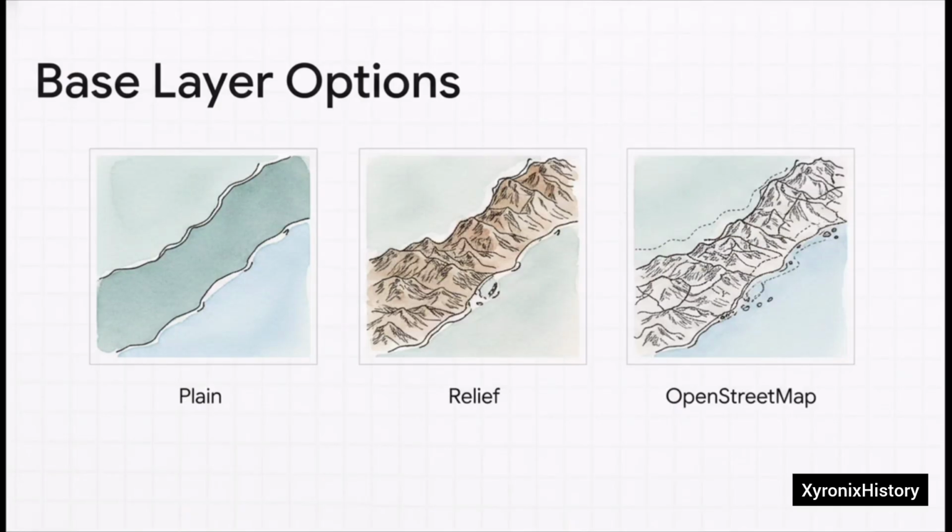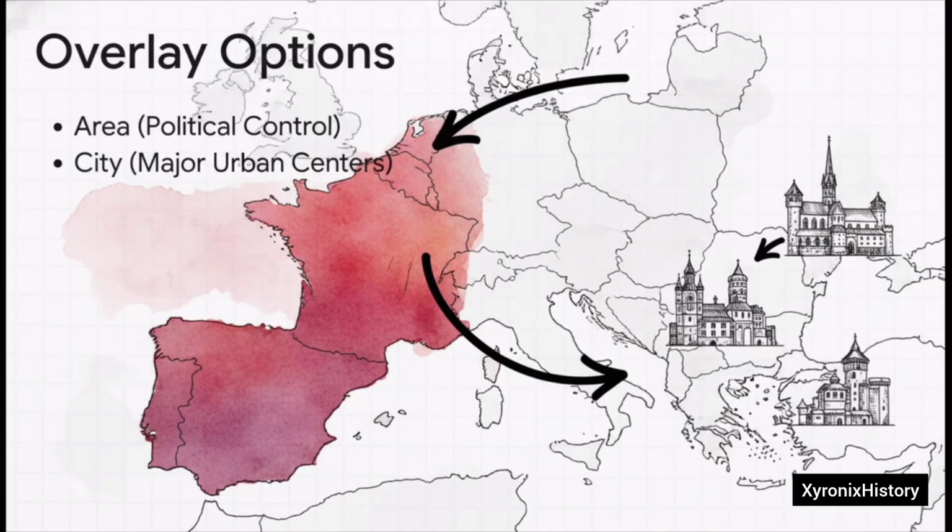And for that base, you've got options. You can go with a simple plain view, or, and this is cool, you can choose a relief map to see how mountain ranges might have helped or hindered a military campaign. You can even use OpenStreetMap to get a modern geographic context. And this is where the story really comes to life. The overlays add those key human elements. You can flip on area to see the colored territories of competing kingdoms, and then add the city layer to pinpoint exactly where the centers of power, trade, and culture were.